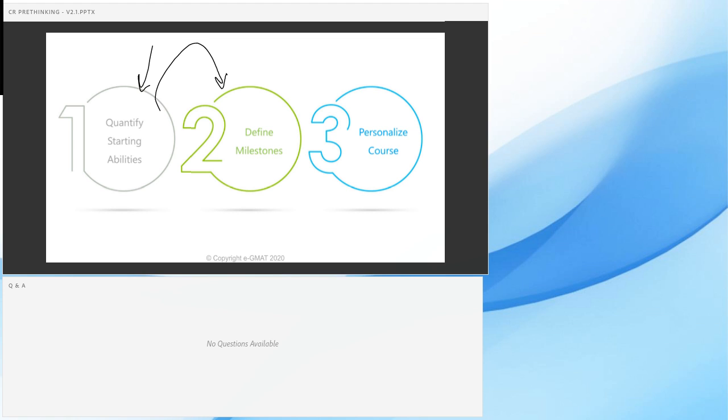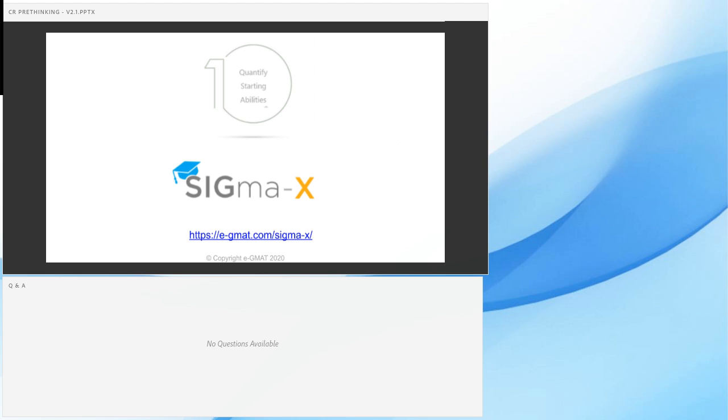It also has a neural engine that sits in there, and based on your starting abilities, based on your time commitments, it creates an optimized set of milestones that you should hit to get to your target GMAT score. And once you do that, it then personalizes which aspects of the course you should focus on. For example, if you're really good in quant, maybe you don't need to go through the learning phase. Maybe you can directly go to the practice phase, and it'll tell you what you need to focus on in doing that. So let's just show how this looks.